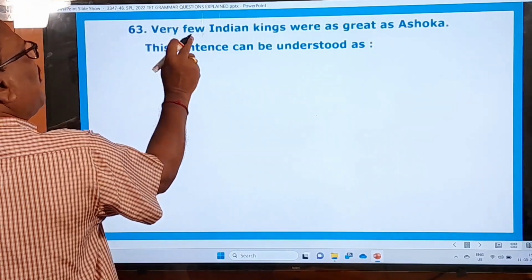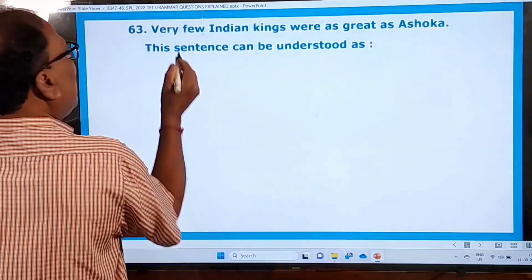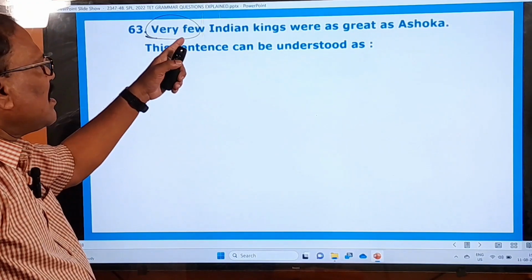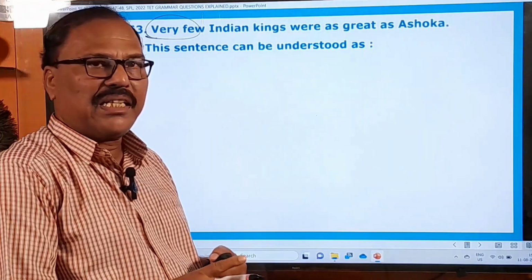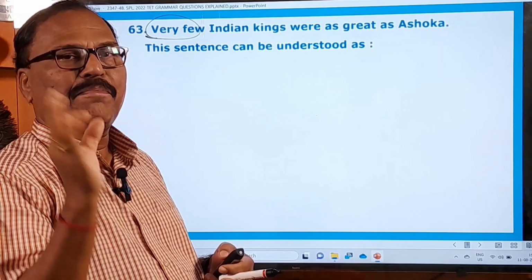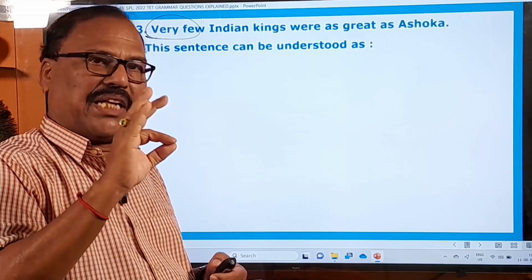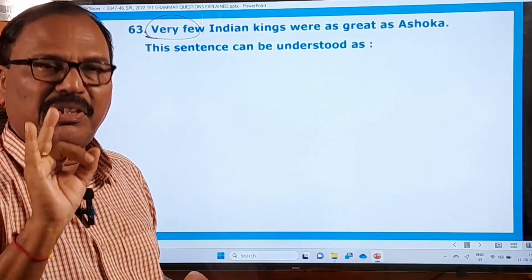The 63rd question is there. Very few Indian kings were as great as Ashoka. So whenever you find this very few, you must immediately remember this is a third method sentence. Okay, in the degrees of comparison there are three methods. Method 1, in method 1 there are A, B, C types. A type, B type, C type. Okay, that's method 1. Method 2, method 3.